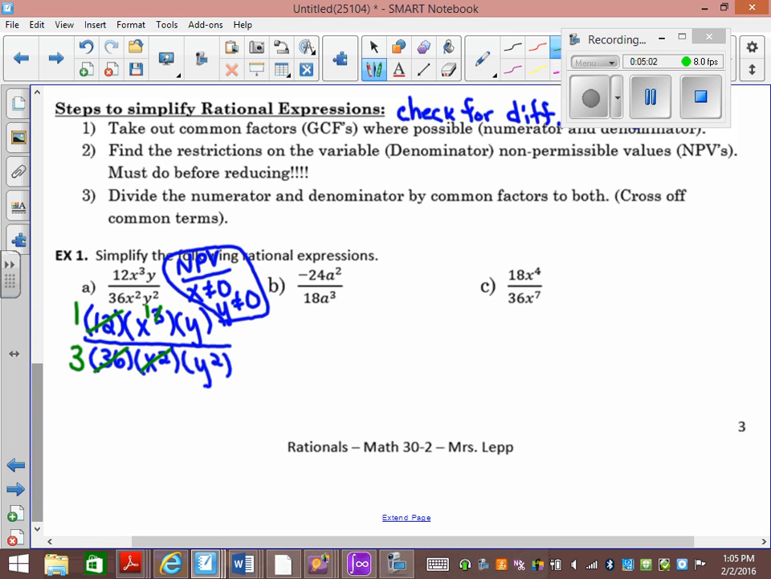McKinley, what can I take for y's? Just one of them. And I'm left here. Now I can just write what's left over. So I have 1 times x times 1. So technically on the top I just have x. And on the bottom I have 3 times 1 times y. So just 3y. And I'm done.